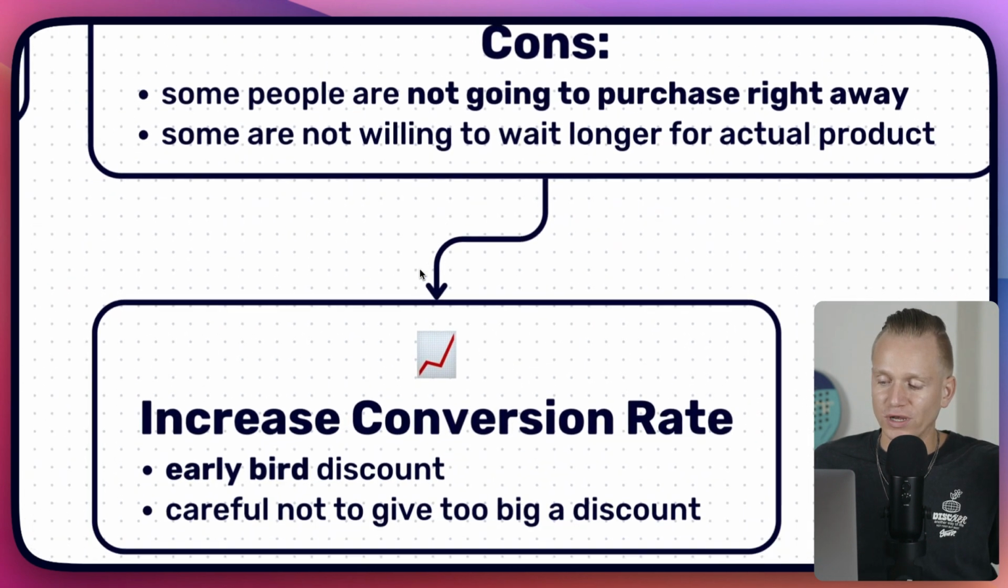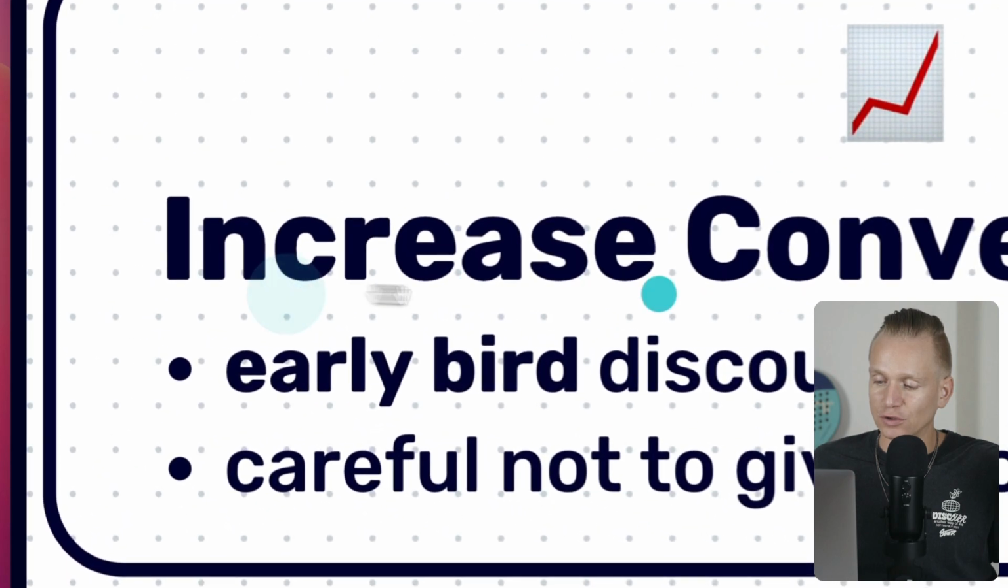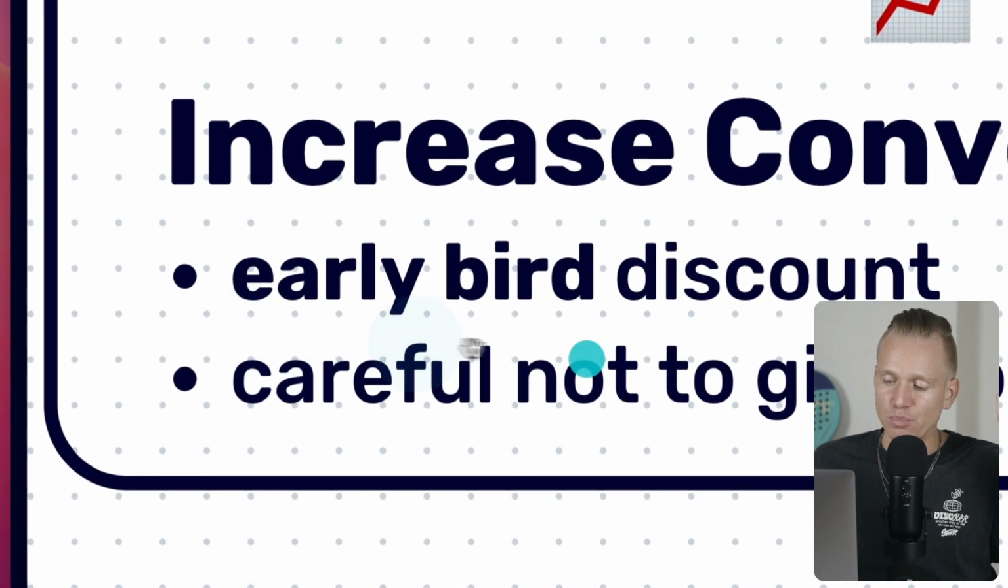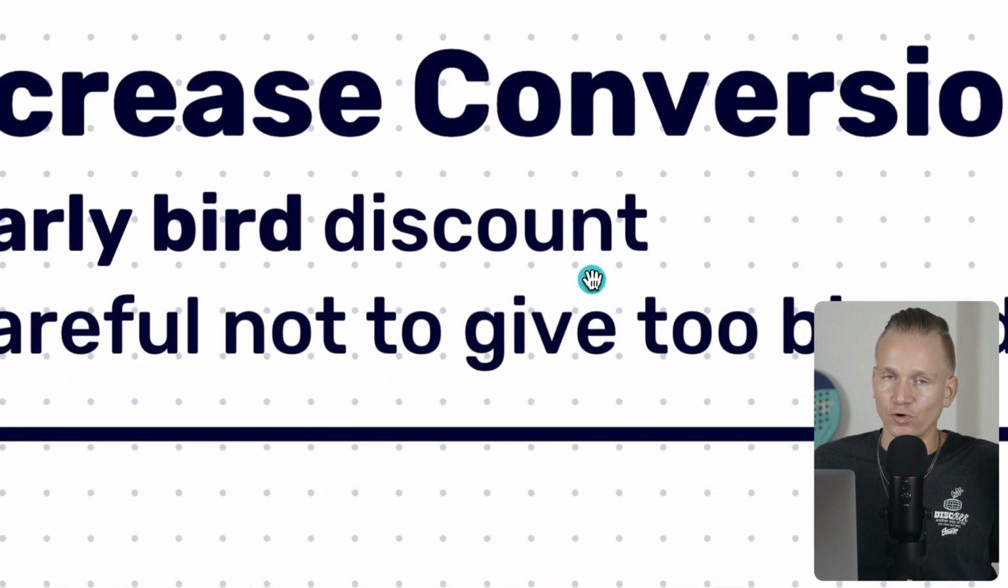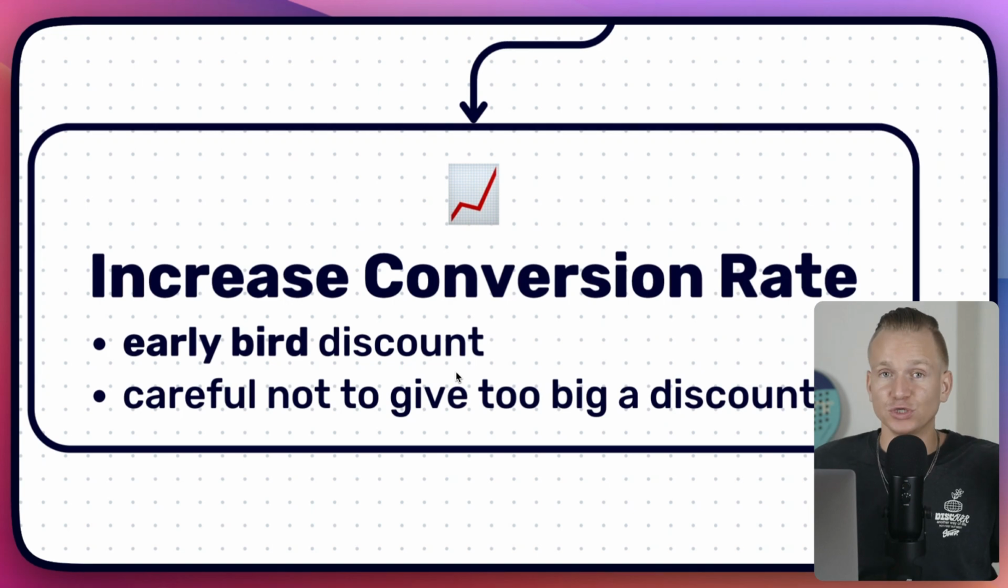However, there are a couple of ways we can counter that. So how do you increase your conversions? One thing you can do is give an early bird discount for people. There are different ways you can do this as well. You can just say, okay, X percentage of discount for the first 50 people, for the first 100 people, I'm giving this type of discount.